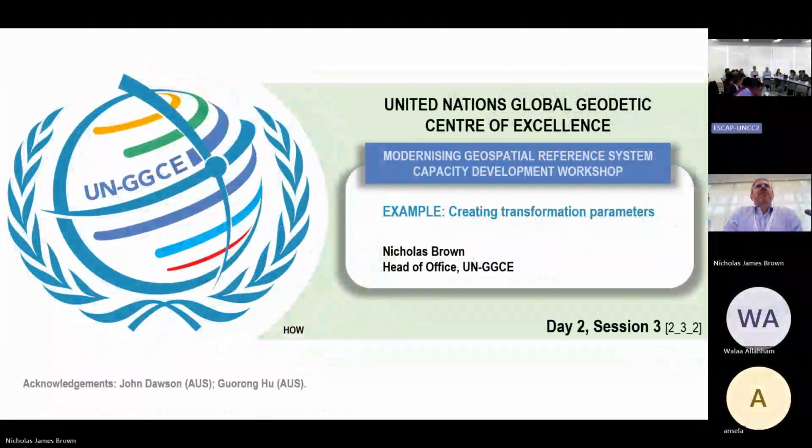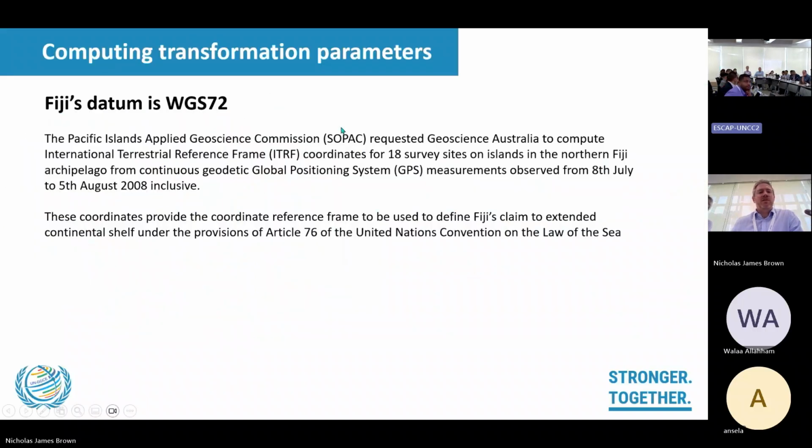Right, let's have a look at making some of these transformation parameters. I've got an example here, and Tambua will be happy. We're using Fiji. I'm talking about the Fiji example that was done a while ago. And this comes to some of your work as well, Andrik.